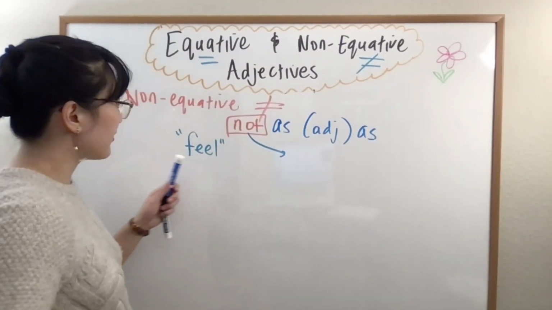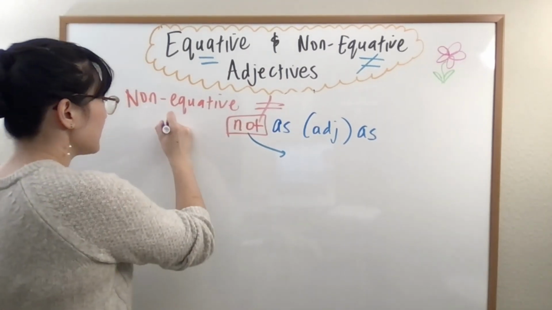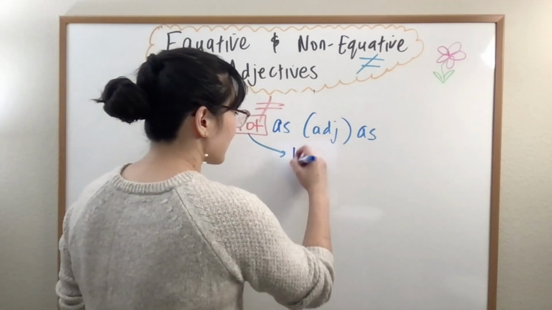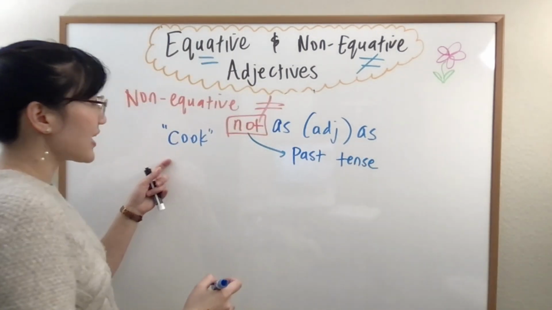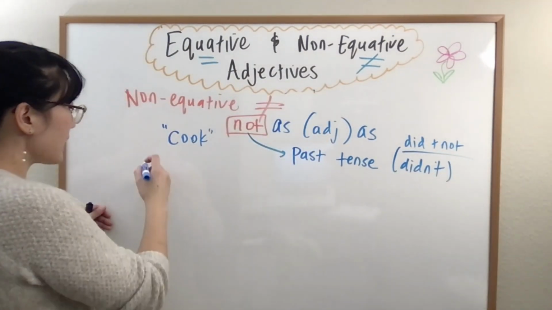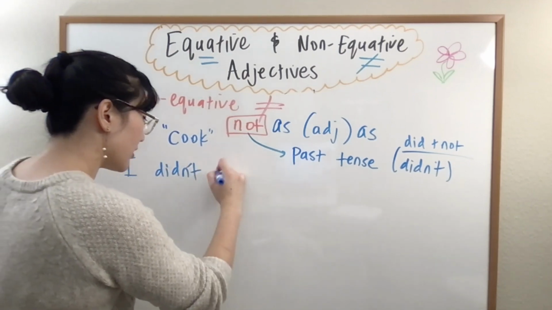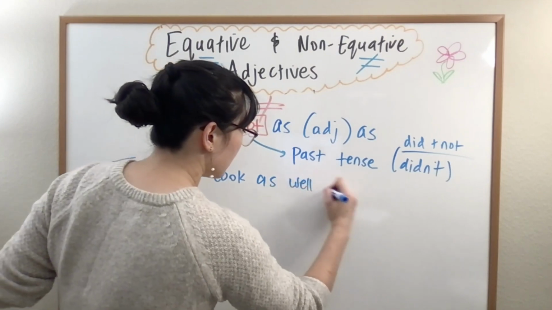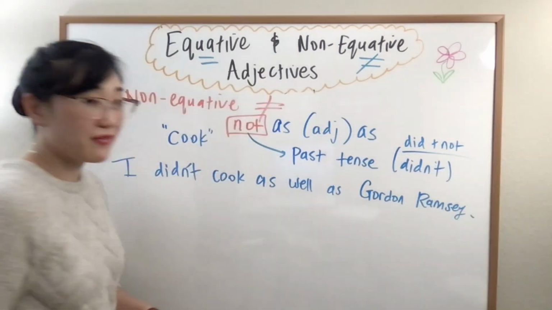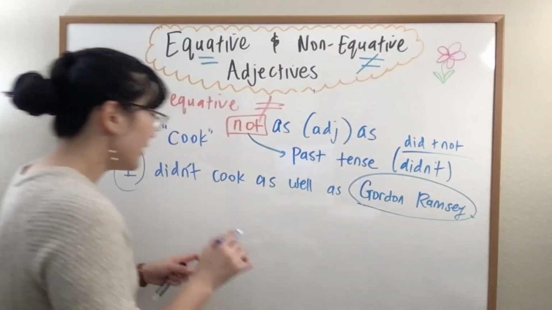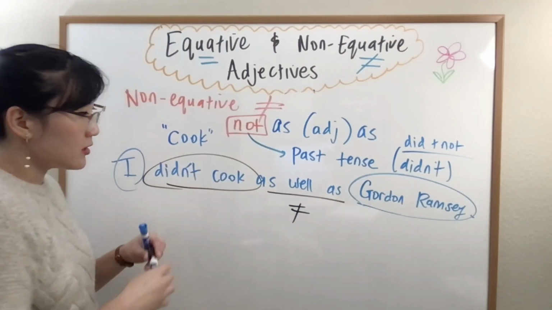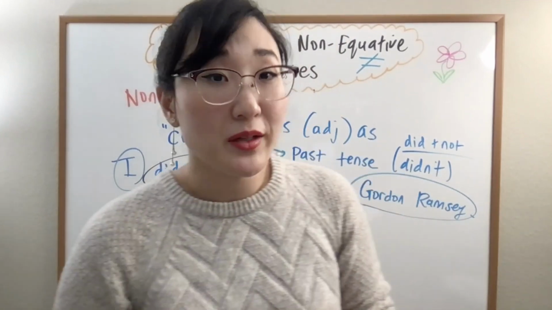Let's say not feel. Let's say cook. And let's use the past tense. So in the past tense, our negative will be did not. Didn't, right? Did not. Together, didn't. So for example, I could say, I didn't cook as well as Gordon Ramsay, a famous chef, right? So I'm comparing myself and I'm comparing Gordon Ramsay. And I'm saying, oh, the negative, I didn't cook as well as Gordon Ramsay. My negative, didn't cook.